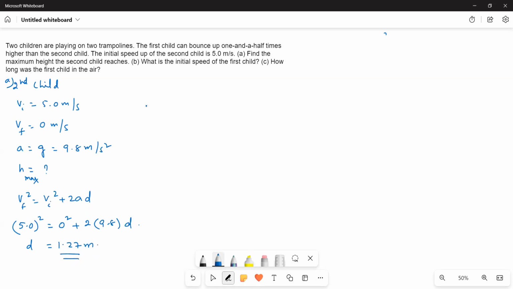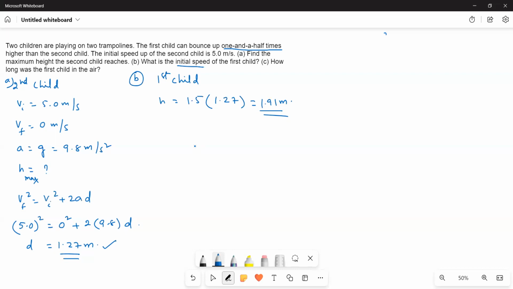Now, coming to the first child, part B. We have to find out the initial speed. For that, the clue is given as 1.5 times higher than the second child. The first child bounces 1.5 times higher than the second child. So we already found out the height of how high the second child goes. So the first child's height is equal to 1.5 times 1.27. So that gives a value of 1.91 meters.